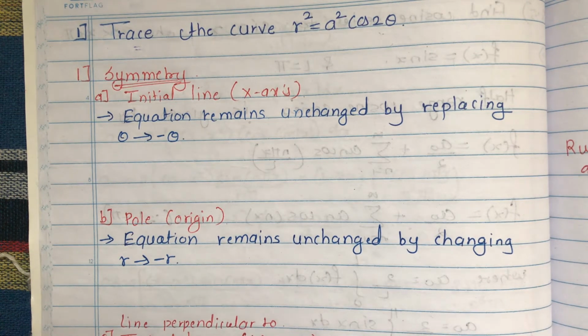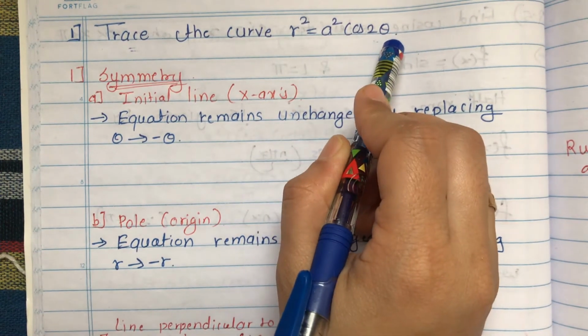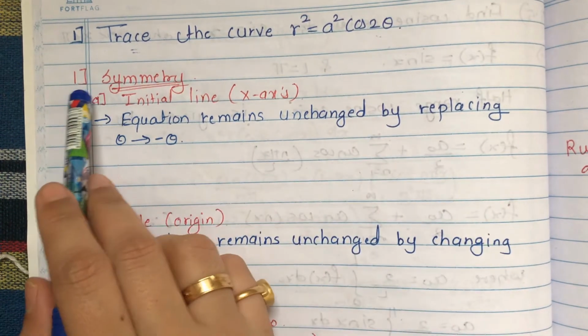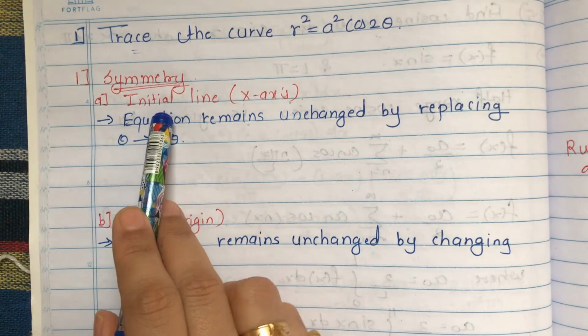Hello students, in this video we will see the example of polar curve. The example is: trace the curve r square is equal to a square cos 2 theta. So the first rule is symmetry. We'll check symmetry about the initial line.